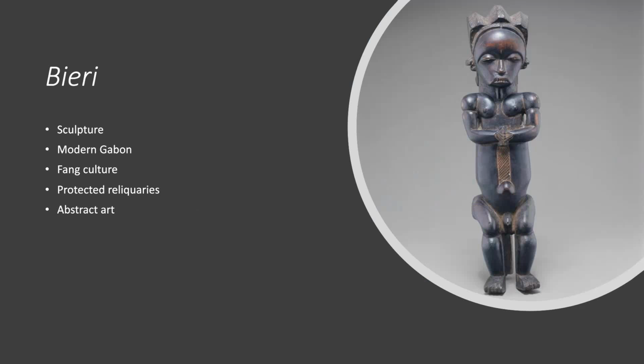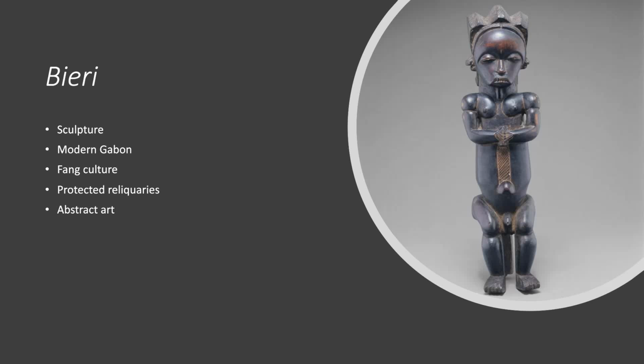The next art form that we'll look at is the bieri. Bieri are sculptures. They are indigenous to modern Gabon. Here is where the Fang culture existed and produced these artifacts. Basically, the bieri were statues that protected reliquaries.